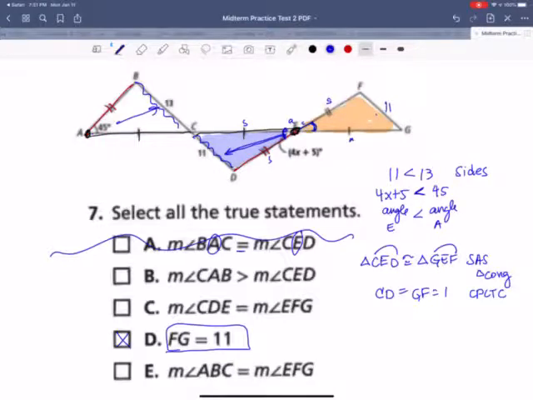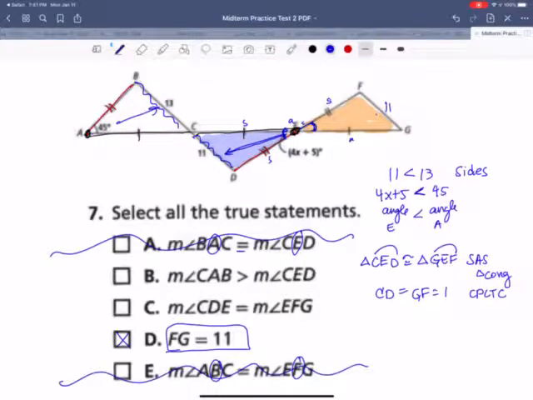So what else do I know is true? Well, they're trying to say here angle B and F are equal. B and F. Well, we know those are different. We knew absolutely these two triangles are the same, but this one and this one are different. So I'm not going to pick this one.